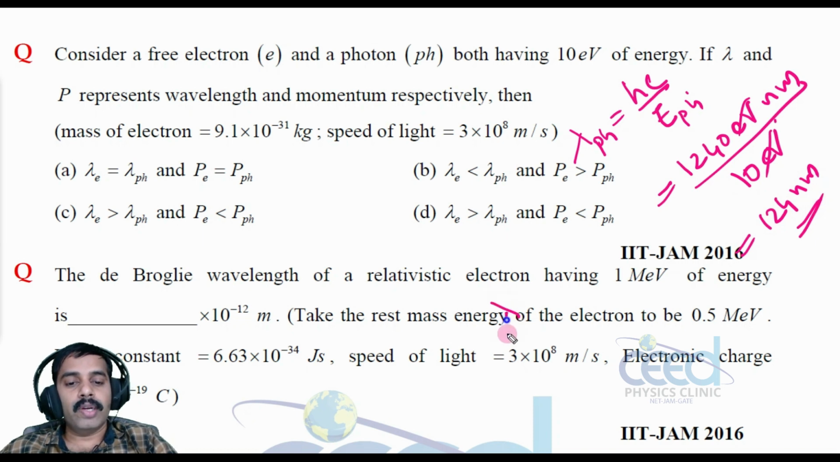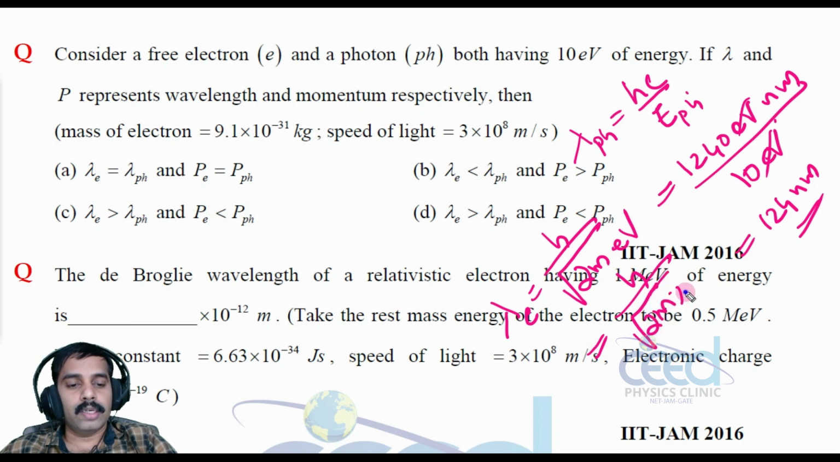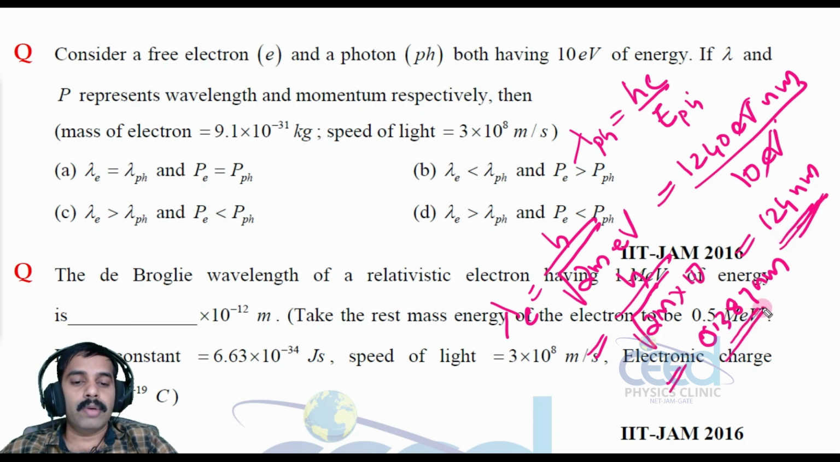Now what is the wavelength of the electron? That is h by root 2 mE. We have studied this relation, right? 2 mE. And again, if you substitute the value, root 2 m into 10, you can substitute the mass of the electron, then you will get this value as 0.387 nanometer. So lambda photon is bigger than lambda electron, right? Lambda photon is bigger than lambda of electron.